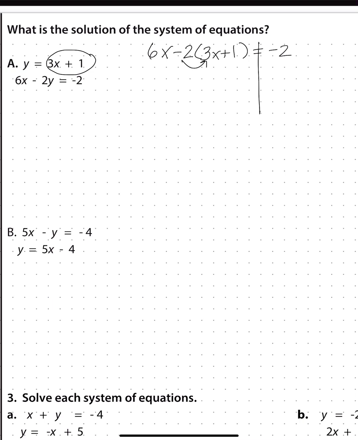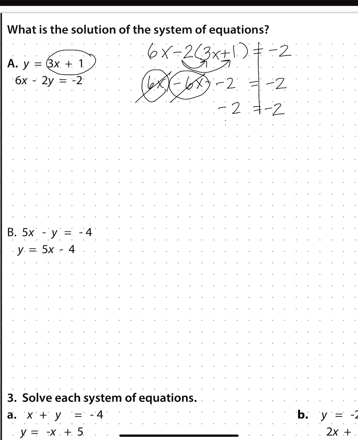And of course, we do distributive property before we start combining like terms. I'm going to bring down my 6x term. Negative 2 times negative 3x is negative 6x. Negative 2 times 1 is negative 2, and that is equal to a negative 2. I notice that if I combine these two, since one is positive and one's negative, those two terms cancel out, and we are left with negative 2 is equal to negative 2.